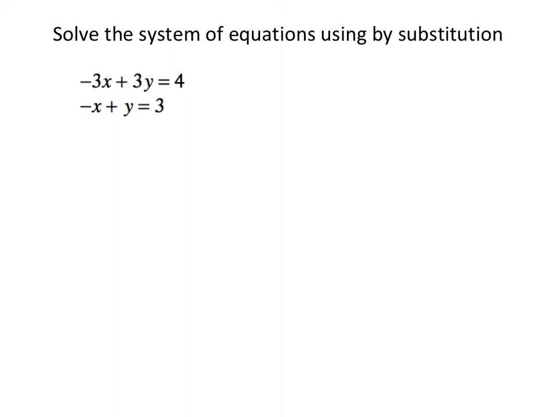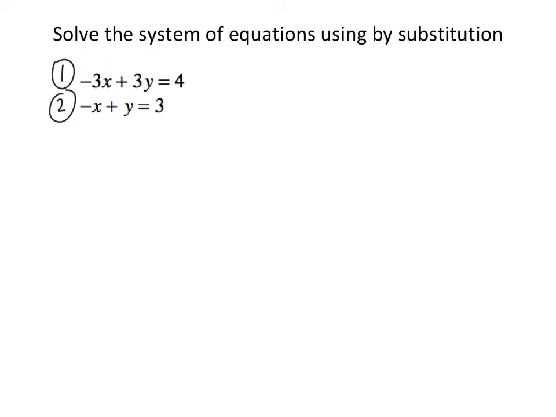Working again, solving by substitution. Negative 3x plus 3y is equal to 4. Negative x plus y is equal to 3. So here I know that I don't want to use my first equation, just because if I was to solve for one of the variables there, I would end up with a fraction. I would have to divide by 3.